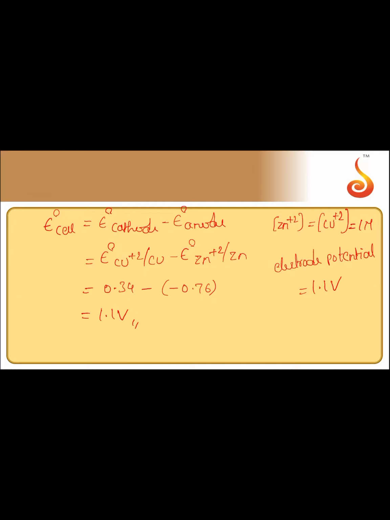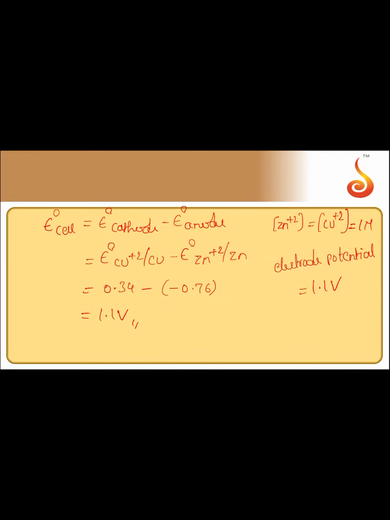If external potential is applied in the Daniell cell, that is a concept I am going to discuss now. When external potential E external is less than 1.1 volt. Actually, the standard electrode potential of the Daniell cell is 1.1 volt. When Zn plus 2 concentration and Cu plus 2 concentration are equal to 1 molar, the electrode potential is 1.1 volt.